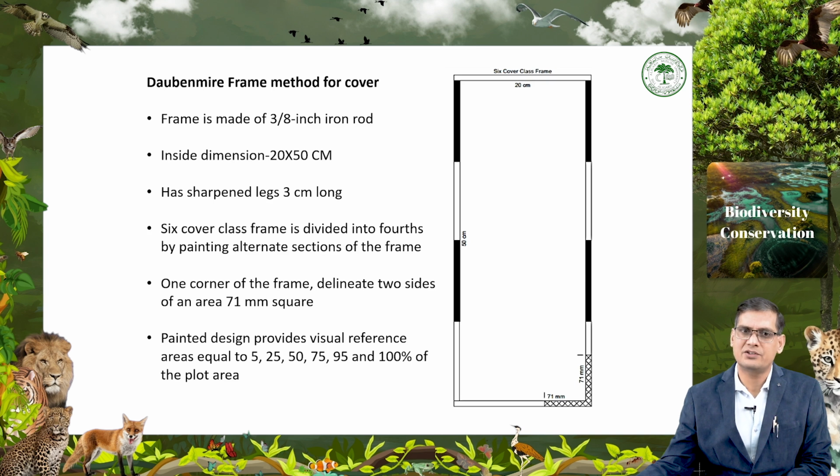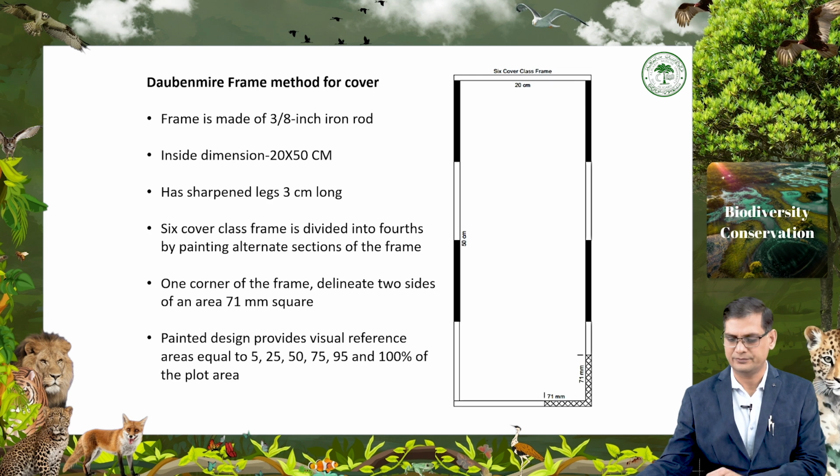This painted design, which is located at the right hand side of the frame, provides visual reference area equal to 5%, 25%, 50%, 75%, 95% and 100% of the plot area covered by the vegetation or by the different items on the ground.